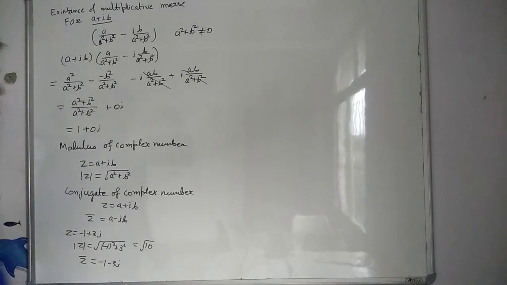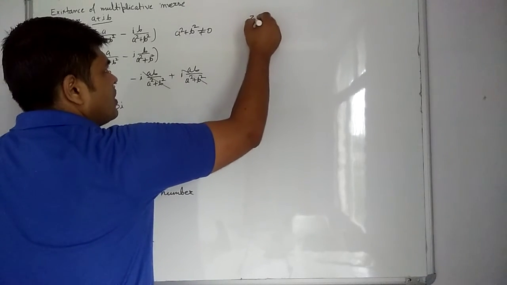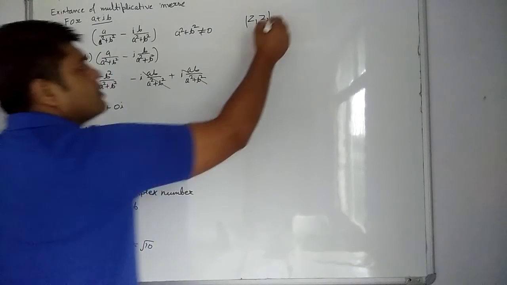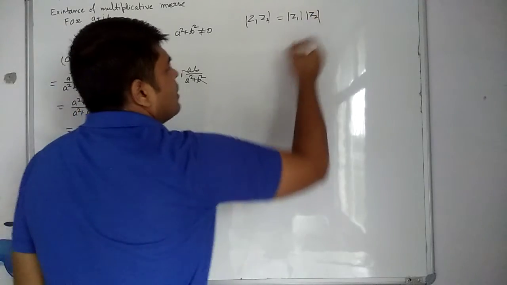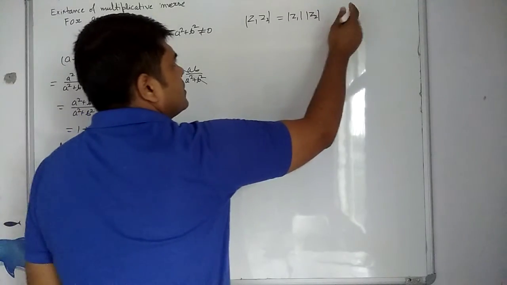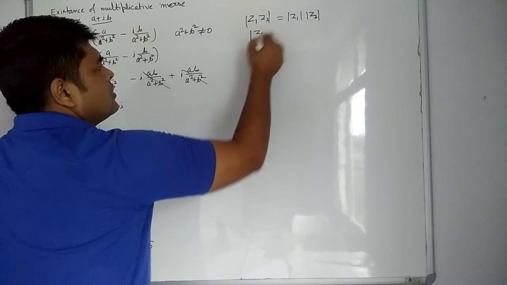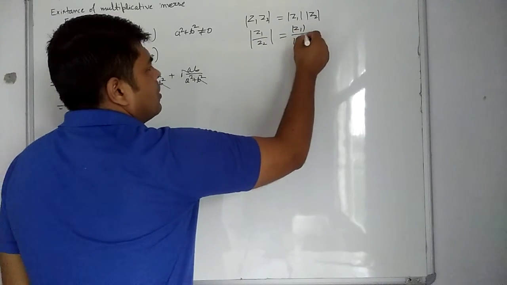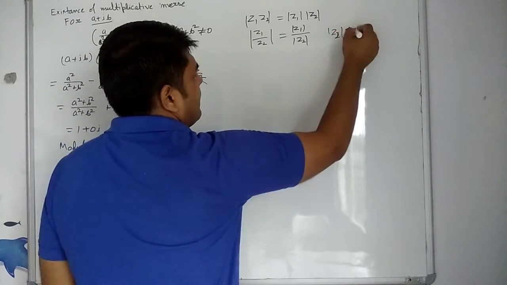Now some properties of the modulus and conjugate of a complex number. If you have the product of two complex numbers, their modulus will be equal to z1 mod into z2 mod. Then if you have a division of two complex numbers, z1 by z2 whole mod, this will be equal to z1 mod upon z2 mod. Obviously z2 mod should not be equal to 0.